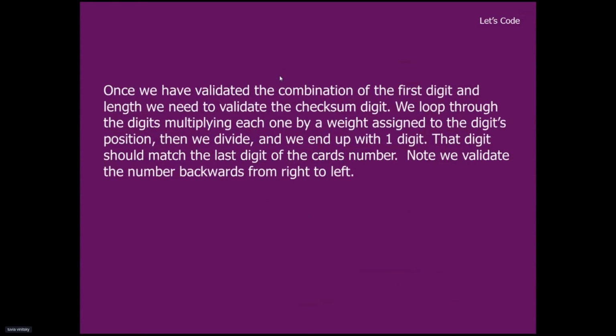All right, so now we've validated the combination of the first digit and the length. We have to validate the checksum digit. The checksum digit is the very last number in the credit card number. We loop through all these digits, and we multiply each one by a weight, and we divide, and we end up with one digit. That digit has to match the last digit of the card's number. The last digit of the card number is nothing but a checksum digit, and we always validate from right to left. I don't know why that is, and nobody I've ever asked seems to know why that is, but all credit card numbers are validated with a checksum right to left.